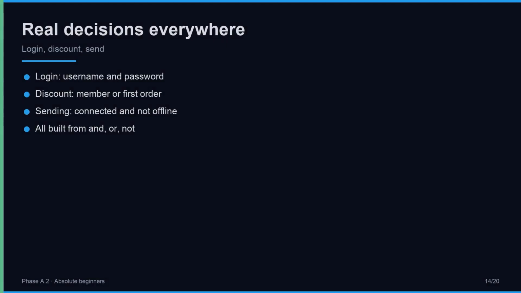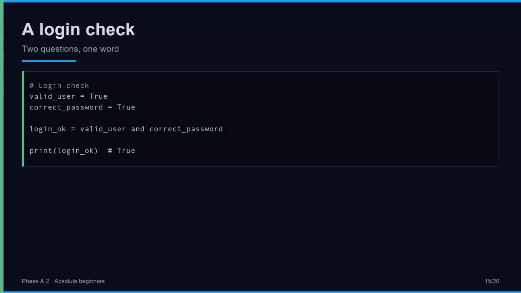Let us name real situations built from these words. A login succeeds when the username is correct and the password is correct. A discount applies when the customer is a member or it is their first order. A message sends when the device is connected and not set to offline. Notice how each one is just and, or, not wrapped around plain conditions. Once you see the pattern, you start spotting it everywhere in software.